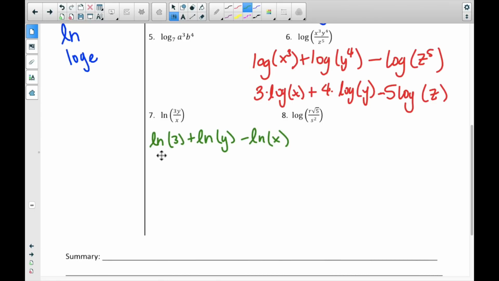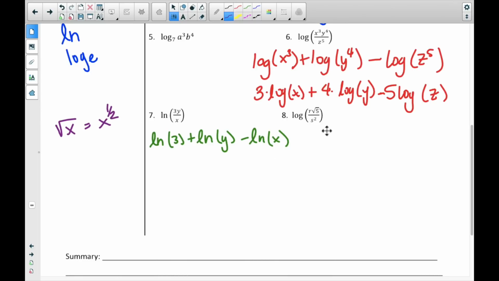Okay, you should have come up with a natural log of 3 plus the natural log of y minus the natural log of x. Now, if you look ahead at number 8, it's a little bit different. The different thing is the square root. Do you remember what power is a square root? Square root is the 1/2 power.